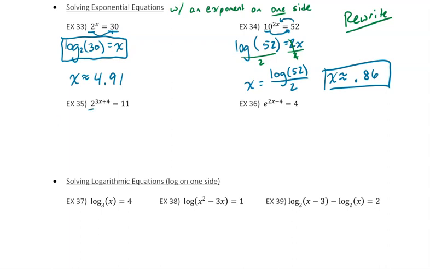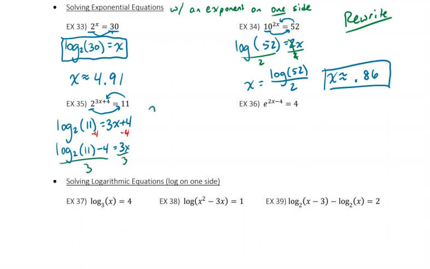So again, start with the base. It's going to be log base 2 of 11 equals 3x plus 4. We can subtract 4 from both sides. It's going to be log base 2 of 11 minus 4 equals 3x. And then again, just divide by 3. So we're going to get x equals log base 2 of 11 minus 4 all over 3.